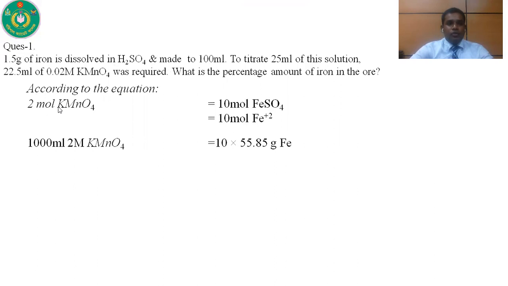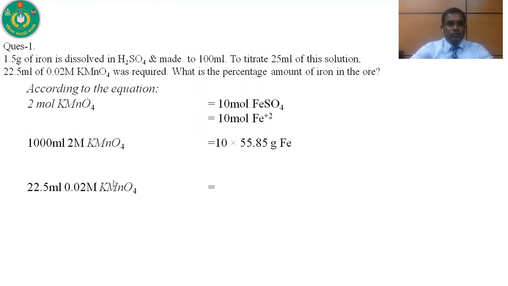Now, what does 2 mole potassium permanganate mean? It means that in 1000 ml, 2 molar potassium permanganate is present. And in case of 10 mole ferrous sulfate, Fe2+, we write 10 into 55.85 gram iron, as 55.85 is the atomic mass of iron. By multiplying 10 by 55.85, we convert from mole to gram unit.